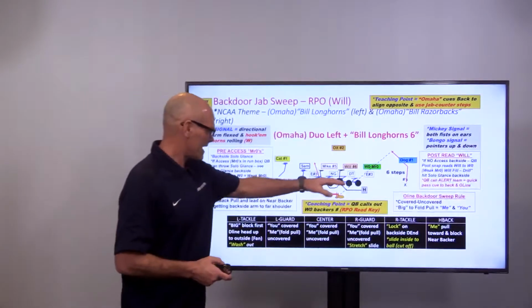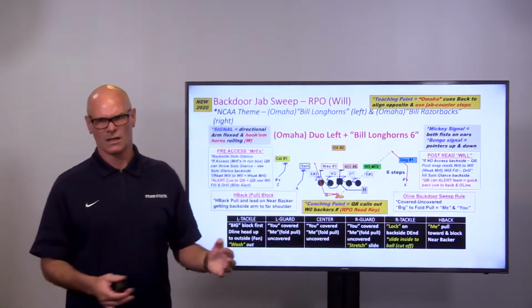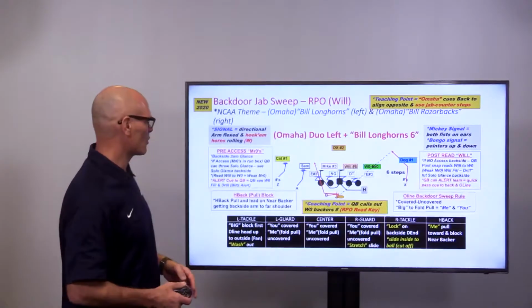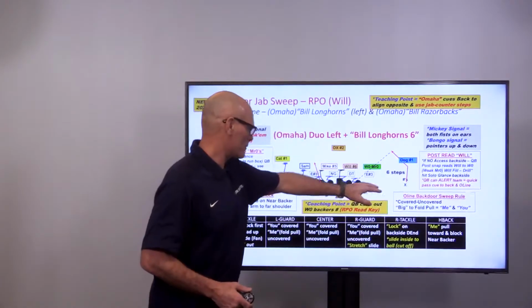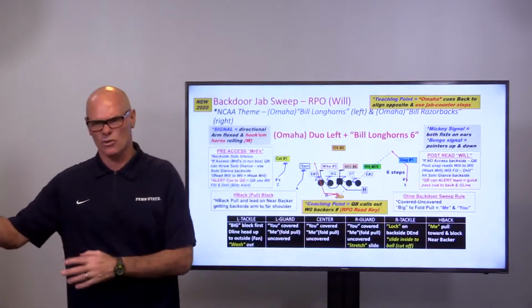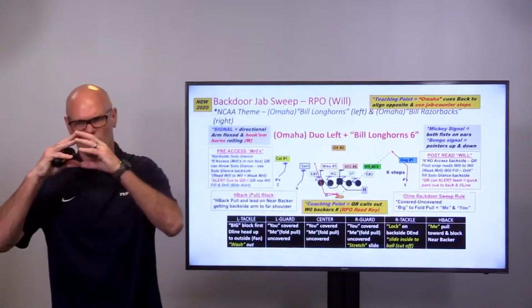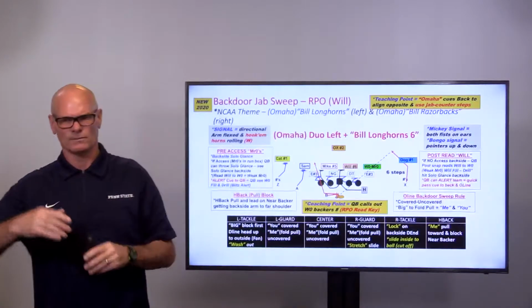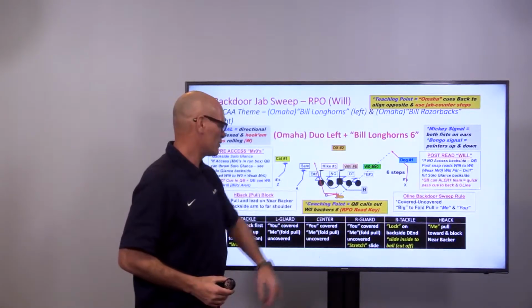Again, if we want to add the counter look into it, which is really great out of the weak side or backdoor sweep, because now everything with the back aligning away from the H, it looks the same as us running sweep or power to the H. We simply add the Omaha signal in here, Omaha, the O, and we go Bill Longhorns. Back is just going to go ahead and do his counter steps.